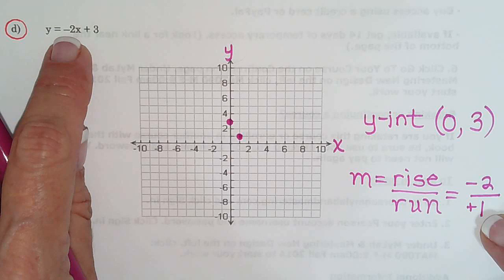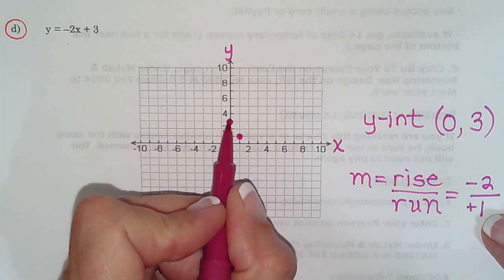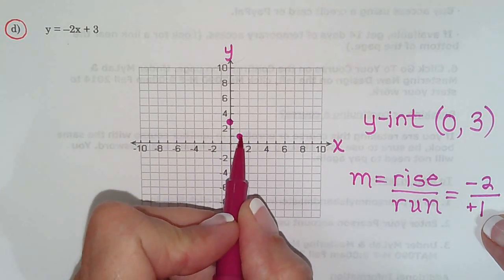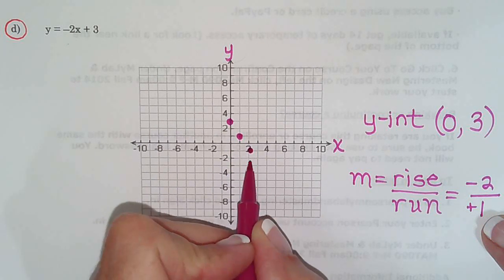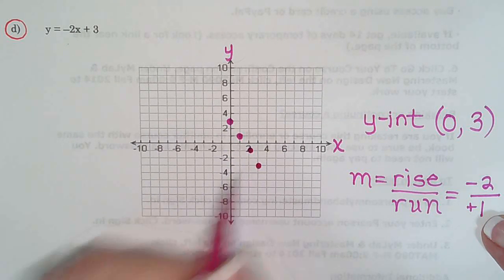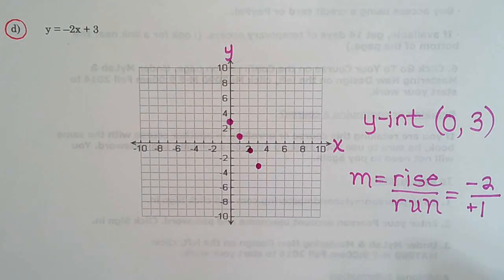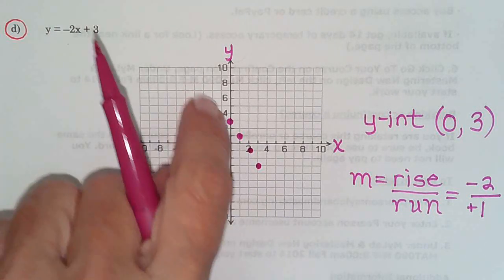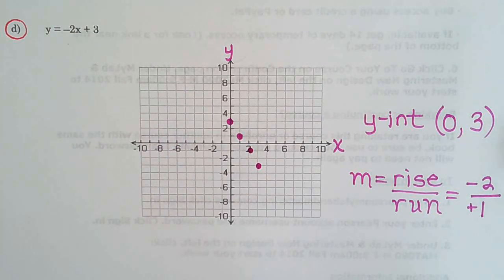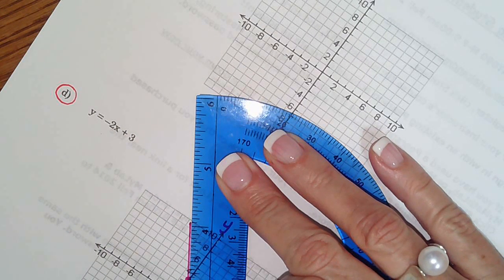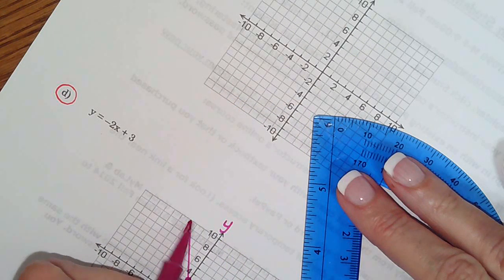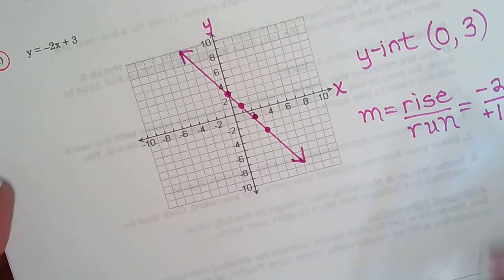It falls. So down 2, run forward 1 so you don't trip, down 2, run forward 1. So there's our line. Is it falling like the slope says it should? Yes, it is. So connect, and arrows on both ends. And there we have it.